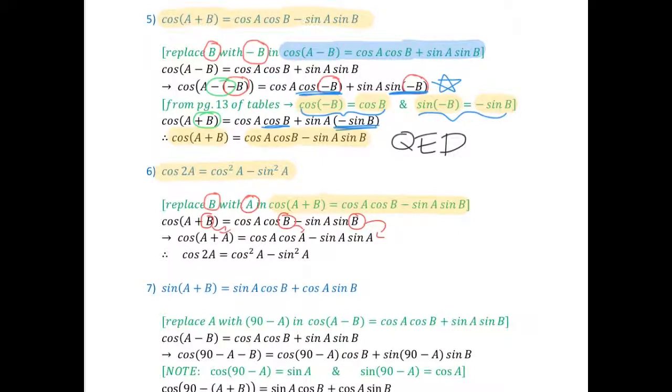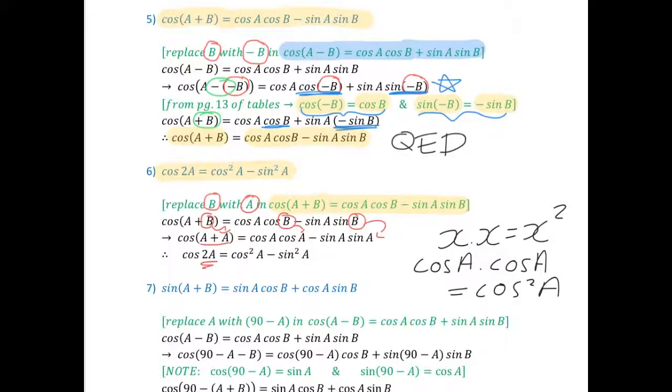we get cos of A plus A, which is just 2A, is equal to cos A times cos A minus sin A times sin A. Now you remember that if we just have x times x, that's x squared. So just the same here, cos A times cos A is just cos squared A. And then once we do that, the equation just drops out. Cos 2A is equal to cos squared A minus sin squared A. And again, we are finished with that proof.